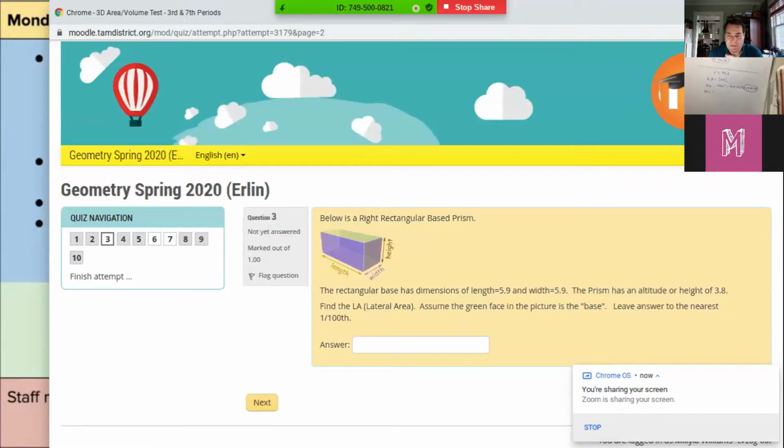All right, so we're going to have to do the work here. So let's, on your sheet of paper, write P equals, H equals, and B equals. And then below that, LA equals, SA equals, vol equals. In this case, what are they asking us to find? Lateral area. Good. And do you remember the lateral area formula for a prism?